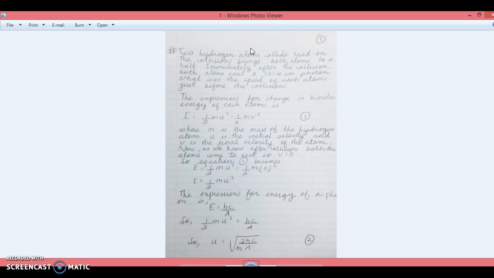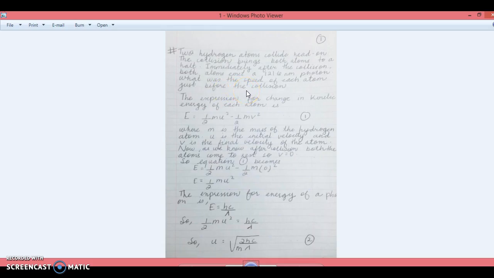About to do two problems. The first one is where two hydrogen atoms collide head on, and the collision brings the atoms to a halt. Immediately after the collision, both atoms emit a 121.6 nanometer photon. So we're trying to find what the speed of each atom was just before the collision.